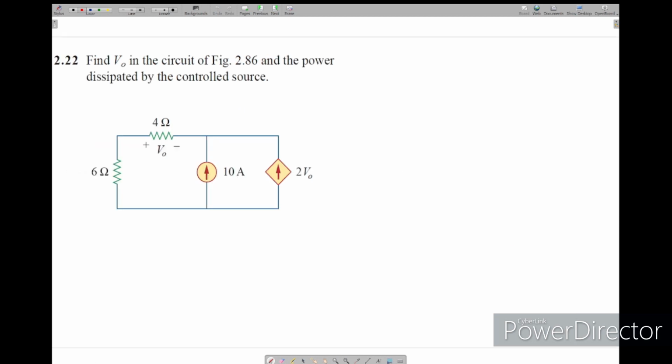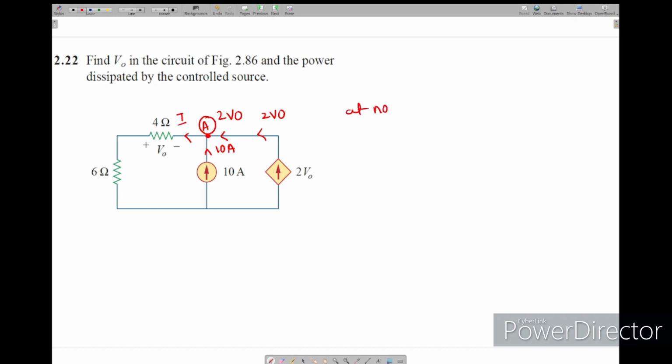Now see, finding V0 in the circuit and the power dissipated by the controlled source. Which is the controlled source? This is the controlled source. We have to find the power dissipated in this controlled source and we have to find V0. To find V0, see, the current 10 amps is coming up here, and this 2 V0 is also coming up to here. At this node I will apply the KCL. I will assume the current I.